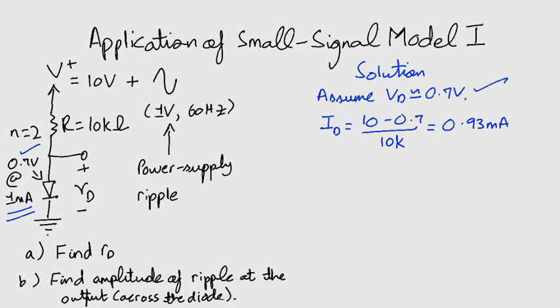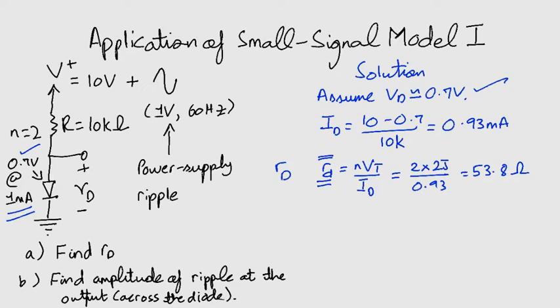Okay, so now we find the incremental resistance RD. This comes out to be 53.8 ohms. Also notice that this RD is different from this RD with a capital D that we had studied in the piecewise linear model. Why? Because this RD over here is the small signal resistance, while here in this RD with the capital D there is no small signal approximation.